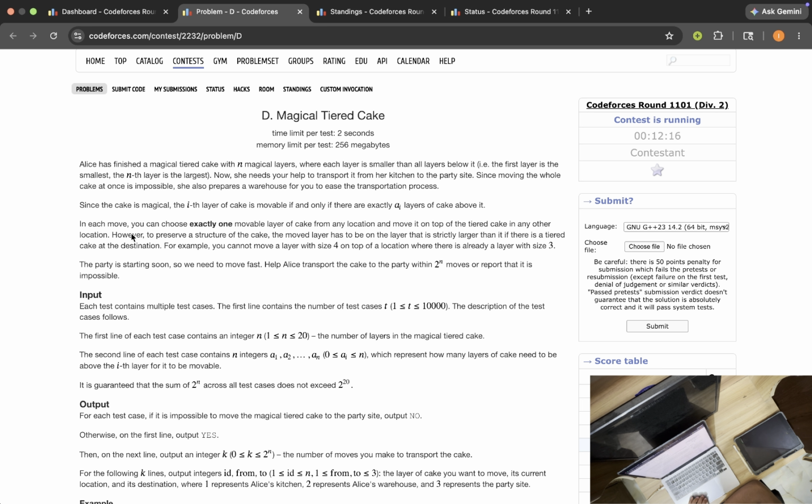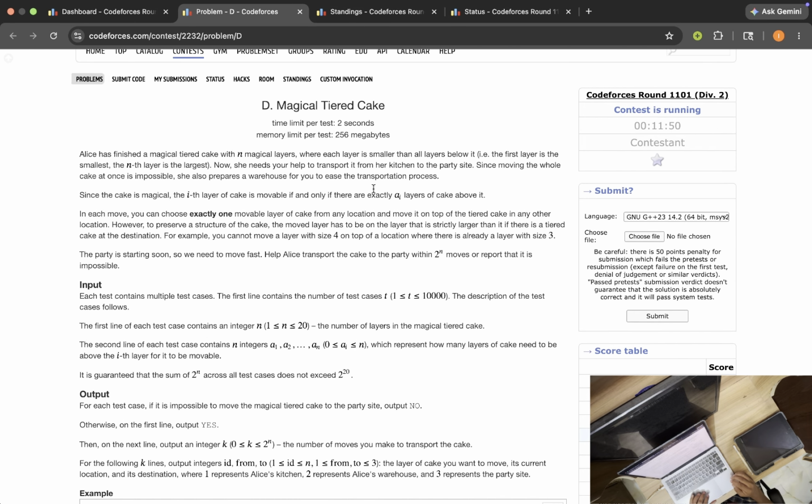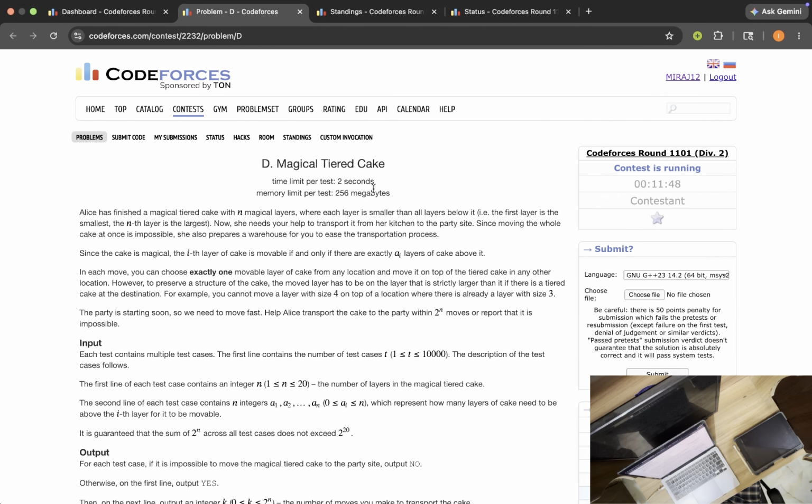In each move, you can choose exactly one movable layer of cake from any location and move it on top of the third cake in any order. I just don't want to read it, because I know I'll not be able to solve it in only 10 minutes. So let's end it here.